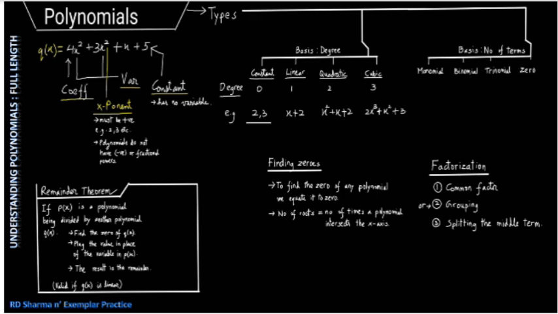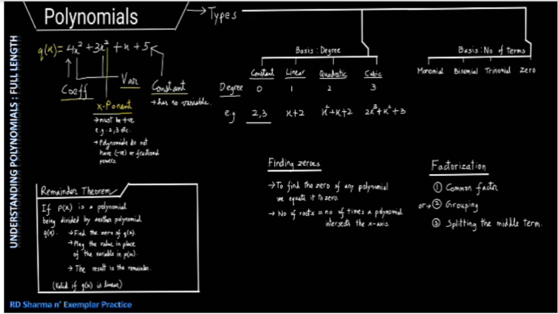On the basis of number of terms, if it has got a single term, it's a monomial. If it has got 2 terms, it's a binomial. If it's got 3 terms, it's a trinomial, and henceforth. What is important is there is something called a zero polynomial.